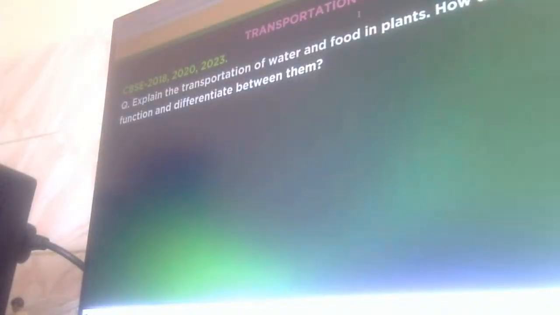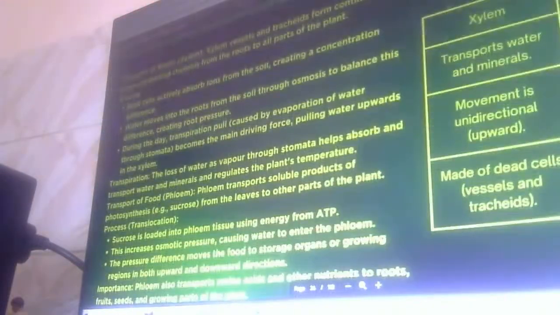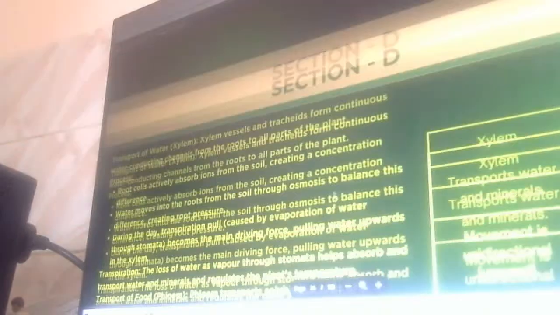Transportation. This also is a little long, but it's okay. Food translocation is the problem, but xylem is fine. Oh, we have to do the differentiations. Differentiate. Okay.